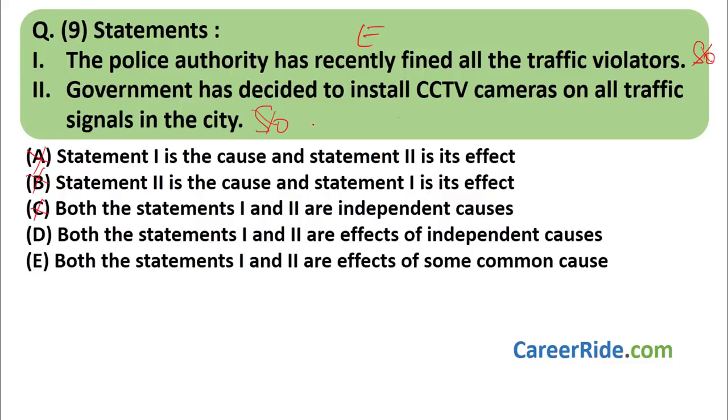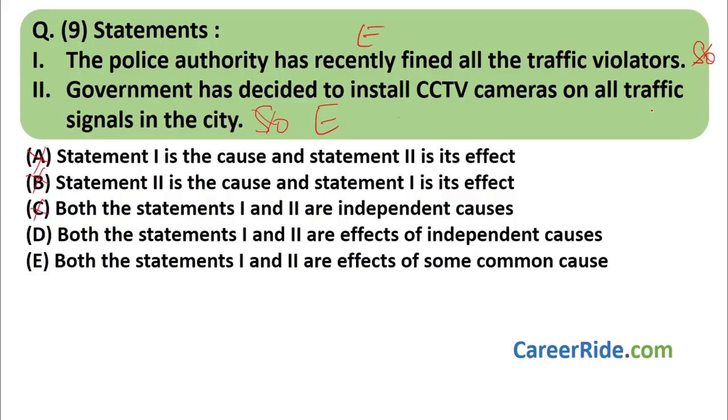What is the second one? The government decided to install CCTV cameras. Now they might have decided to install the CCTV cameras because of some cause, that there might be thieves, there might be traffic violators, there might be accidents. So this is again an effect. Okay, let us see if both of them are effects of the same cause or independent causes.